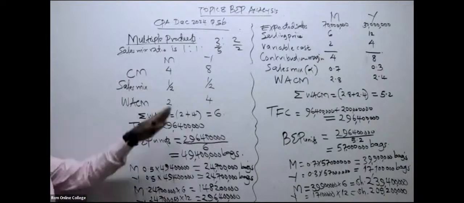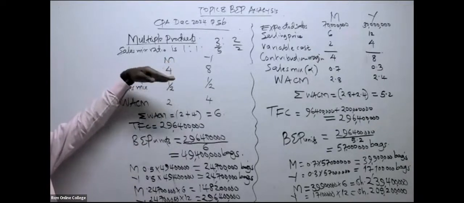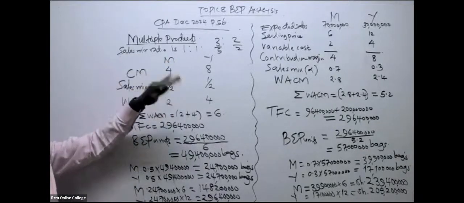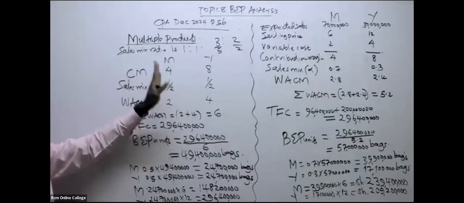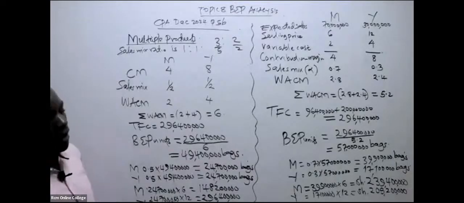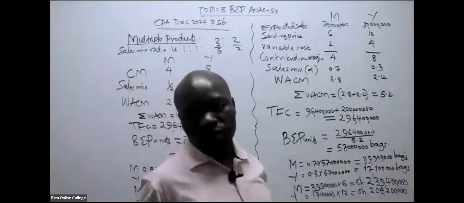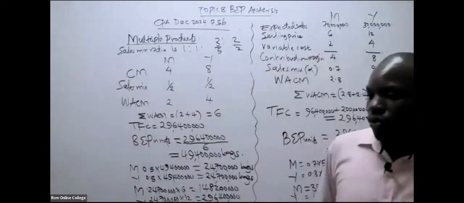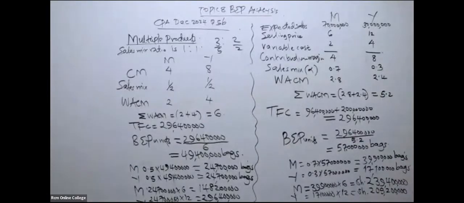Great. So that is what happens when you interfere with the sales mix ratio. So are we together to that point? Maybe before we look at the question, what are you required to do?